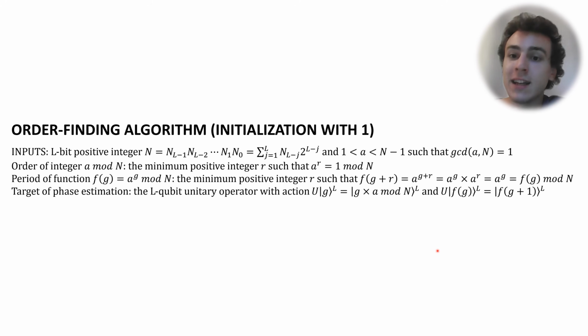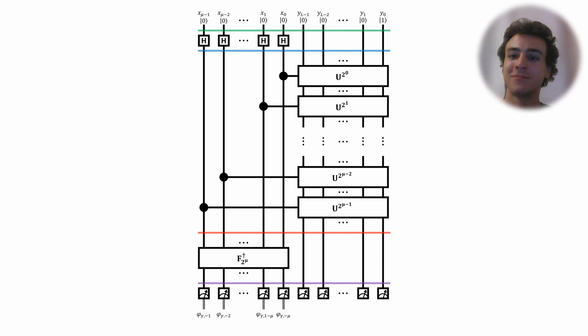Now we are ready to see how we can adapt the phase estimation algorithm to the problem of order finding. This diagram depicts the quantum order finding algorithm. Time flows from top to bottom. Vertical black solid lines represent qubits. Each of the qubits are labeled at the top of the diagram. The qubits are organized into two registers. On the left, register X contains mu qubits. On the right, register Y contains L qubits.